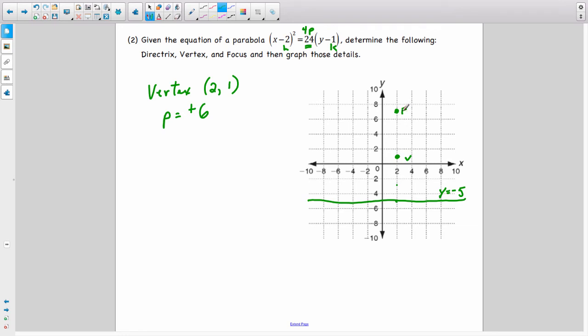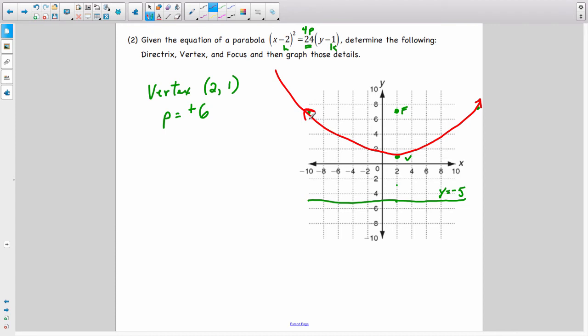We could sketch 12 away: 2, 4, 6, 8, 10, 12, somewhere over here. And if we go from the focus 12 units to the right, it's off the page. But at least that will give us some idea of this being a super, super wide parabola, crossing through those 2 points at a minimum.